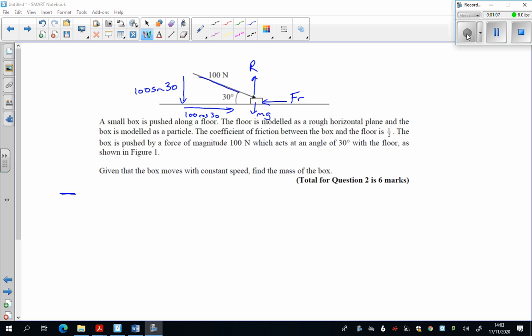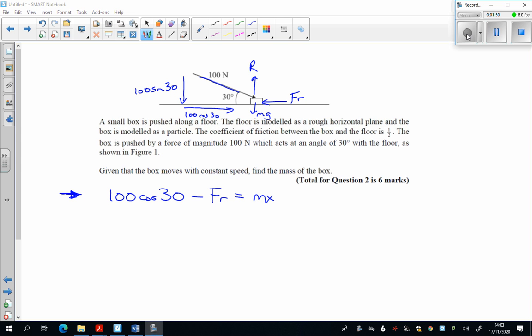Having got your diagram sorted, we now want to look in each direction. Let's look at what forces are pushing it to the right. To the right, I've got 100 cos 30, but I've got the friction stopping it. And that will equal the mass times the acceleration.